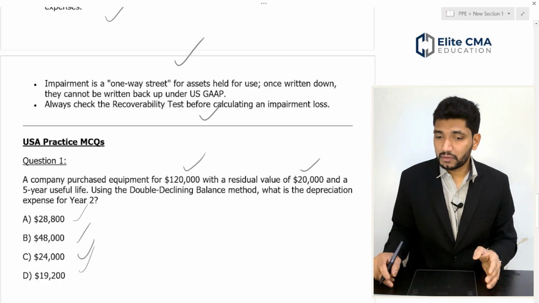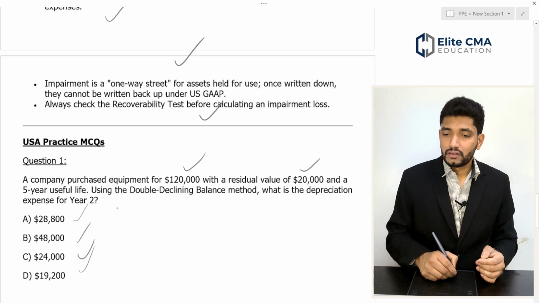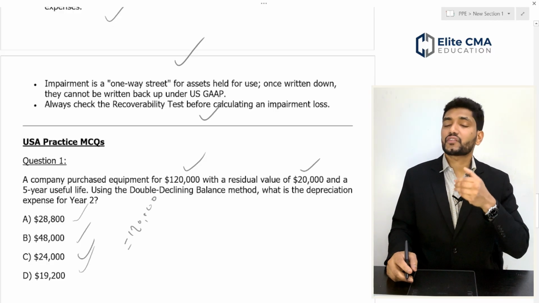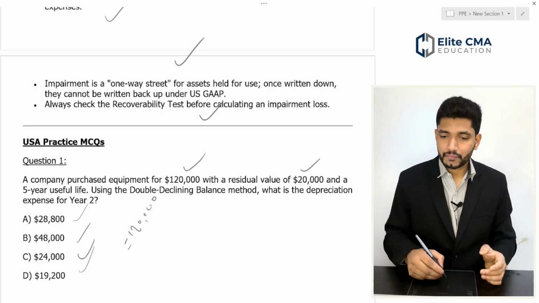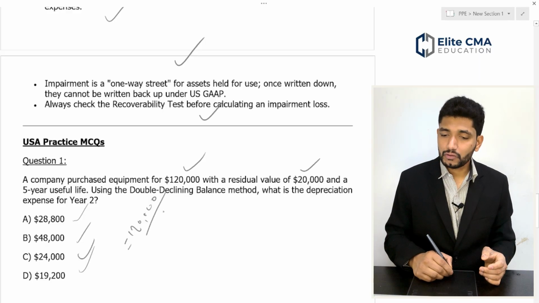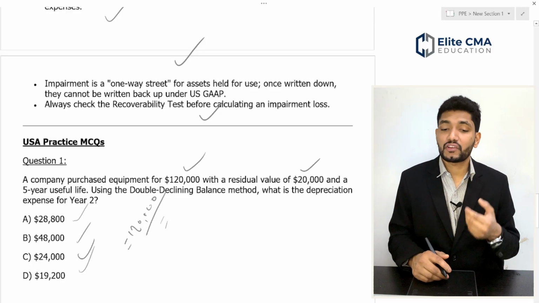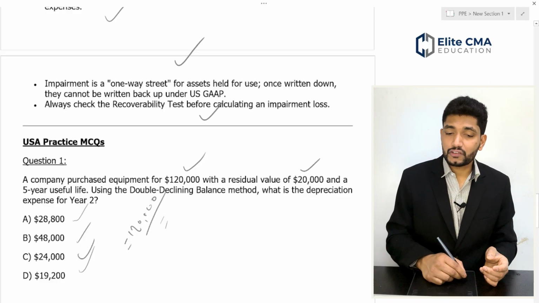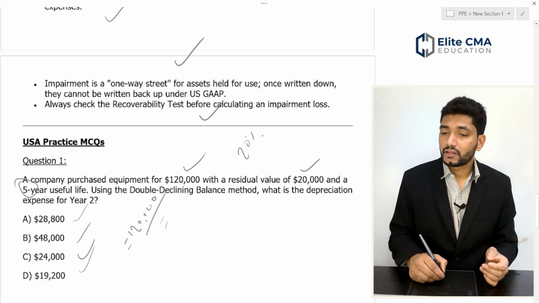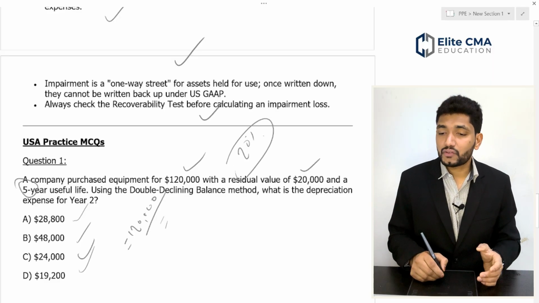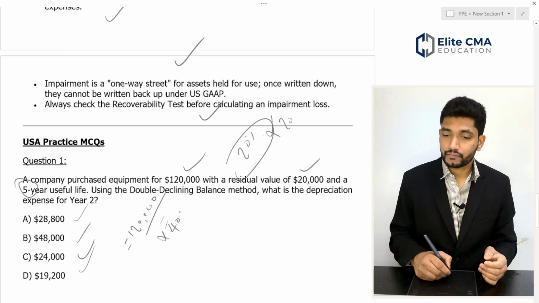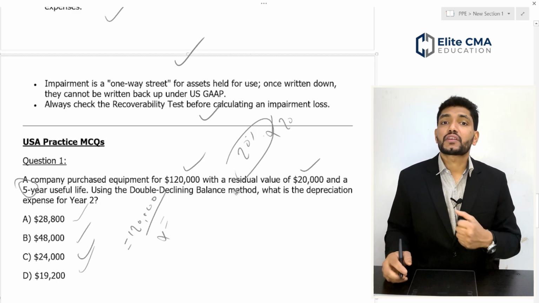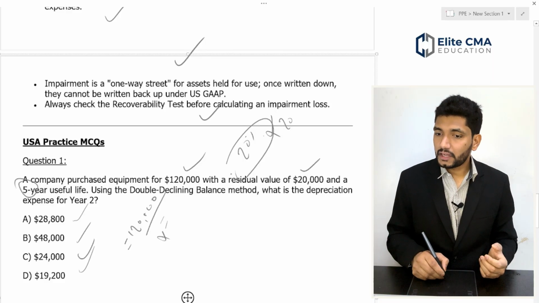So, it is the double declining balance method. The total purchase value is 120,000, and one thing you have to remember is that you do not consider the residual value or salvage value in the double declining balance. First, you have to calculate the depreciation for the first year. It is a 5 years useful life, that means you apply 20% every year. So, when it comes to double declining balance, you apply double, 40%. You have to consider double the depreciation of straight line depreciation.